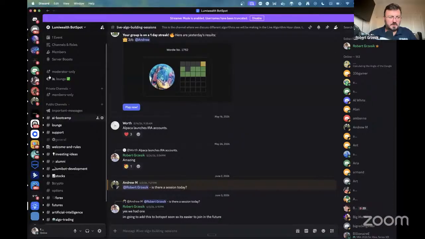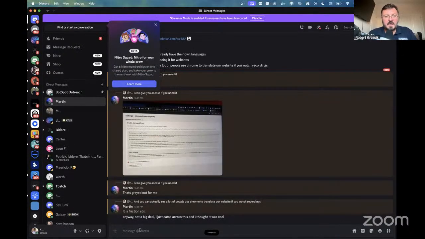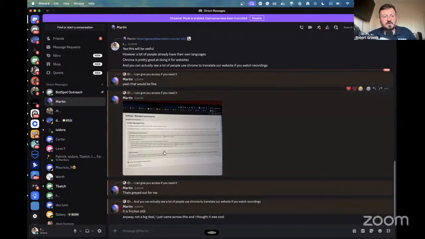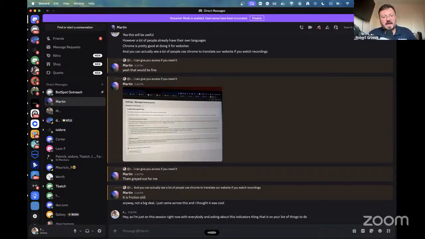Let me actually write to one of our developers here. Hey, so I'm on this session right now with everybody and asking about this indicators thing that is on your list of things to do. I just want to make sure that when you create these indicators, it's very flexible, meaning that it can create all sorts of different kinds of indicators, including things that are not inside of libraries. So I think you will actually have to figure out how to run Python code to calculate those indicators on the fly. And it might even have to create custom Python code to create custom indicators.